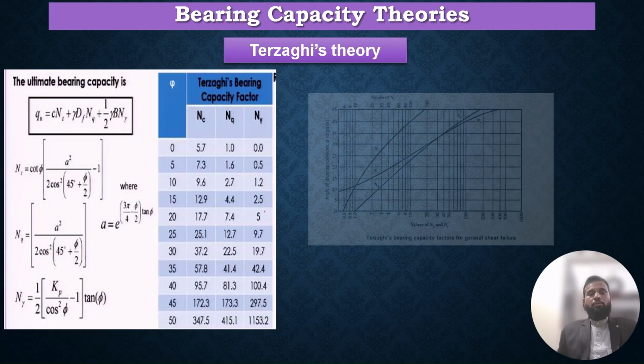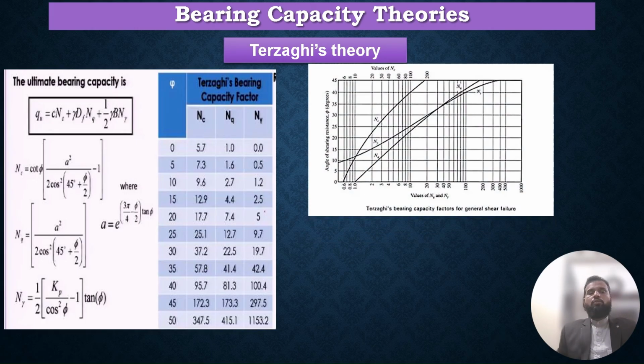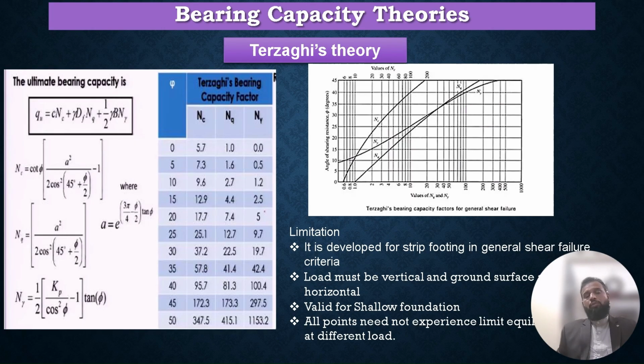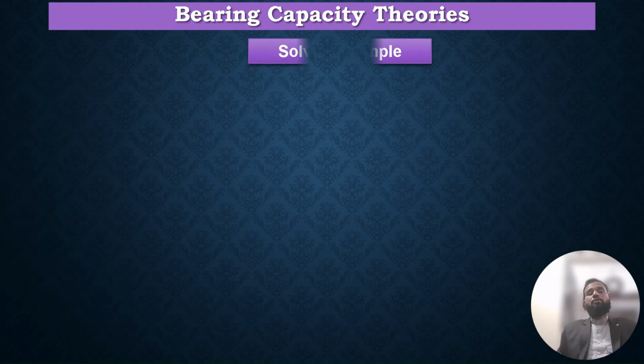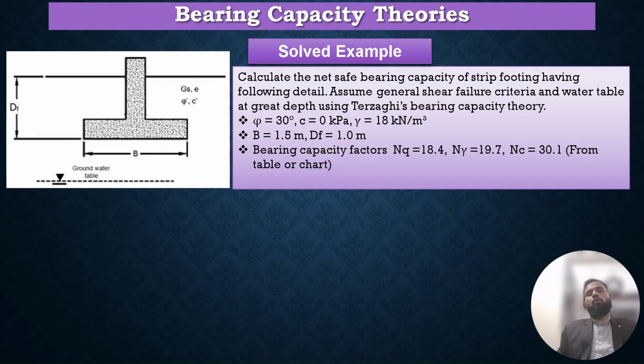These are the typical values of the bearing capacity factors for different angles of internal friction, and he also proposed a chart for that. From here we can calculate the bearing capacity factors to calculate the bearing capacity of a stiff footing. Because he assumed many things, there are limitations to that theory, but it is the base of all the theories we are learning and using nowadays.